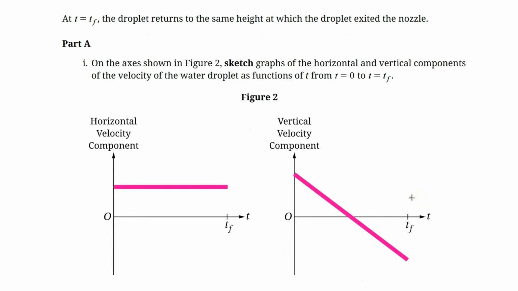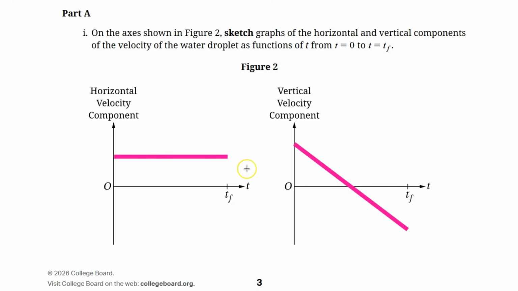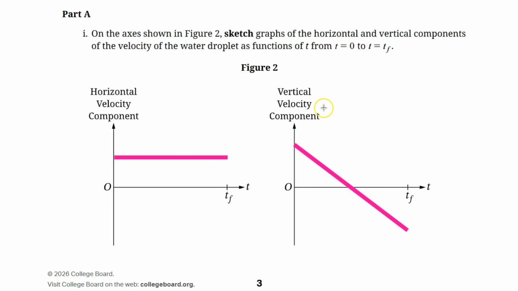For the horizontal velocity component graph, you'll notice that it's just a flat line because horizontally there's no acceleration and it's moving at constant velocity horizontally. For the vertical velocity component, we have a negative slope because vertically we have a downward acceleration of g, and initially it's going upward, but the speed is slowing down. After it reaches its highest peak, it's speeding up, but it's going in the negative direction.